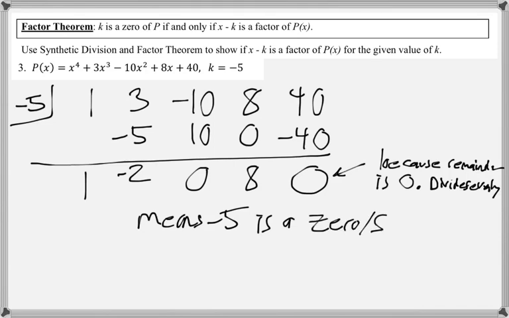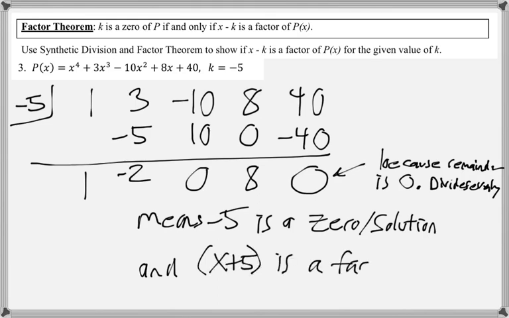Or you could say it is a solution. And it means that x plus 5 is a factor. So you need to think about what factor gave you the -5. It would be an x plus 5 because you're doing the opposite.